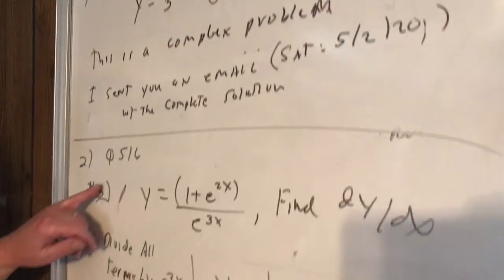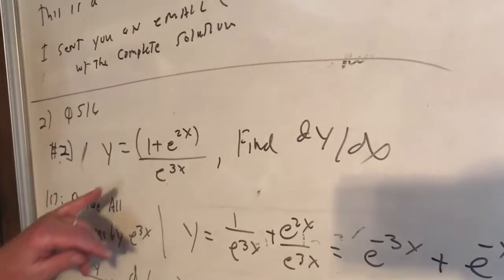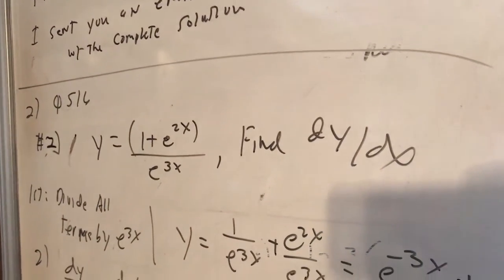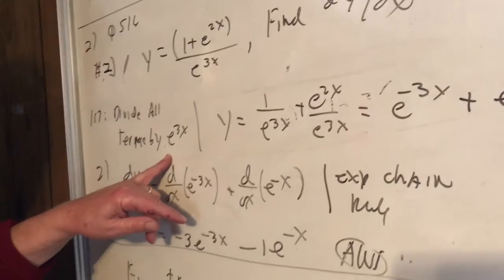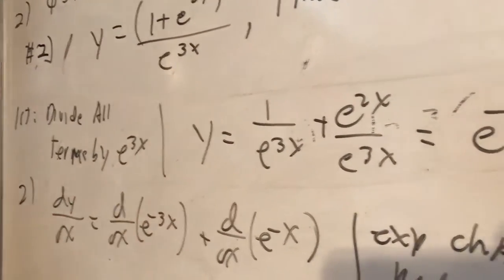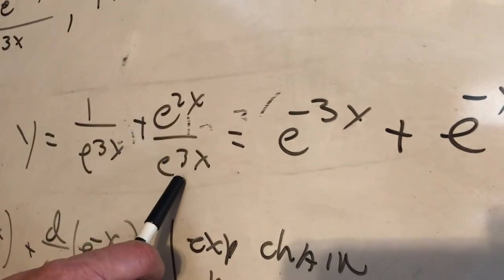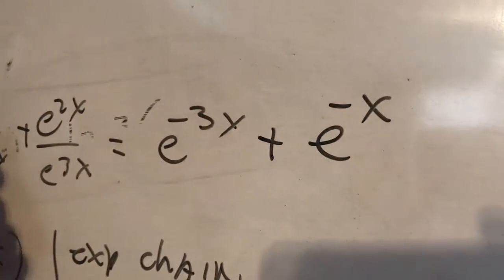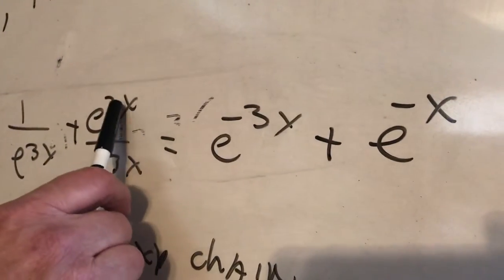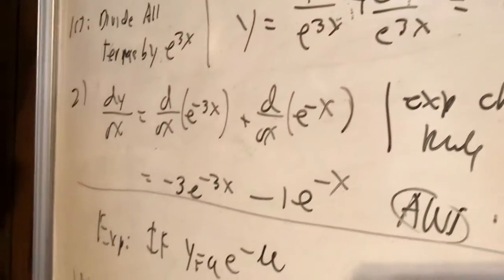Quiz 5, 6, number 2. A lot of people got this wrong. y was equal to (1 plus e to the 2x) over e to the 3x. Find dy/dx. First thing you want to do is simplify it by dividing each term in the numerator by e to the 3x. I got 1 over e to the 3x plus e to the 2x over e to the 3x. Bring this up to the top: e to the minus 3x plus e to the 2x minus 3x, which is e to the minus x. Now I take the derivative.